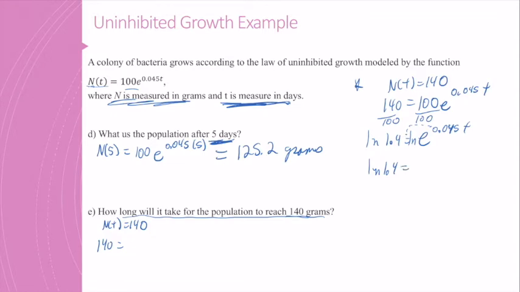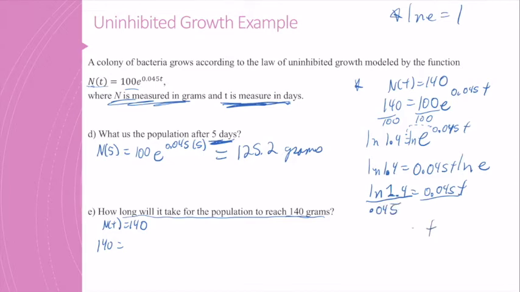So I have the natural log of 1.4 equals 0.045t natural log of e. Well, friendly reminder, the natural log of e is 1. That's one of our logarithm rules. So I have the natural log of 1.4 equals 0.045t. I then divide both sides by 0.045, and I get that t equals, if I plug this into a calculator, about, so we'll use these little squiggly equal signs, 7.5 days.